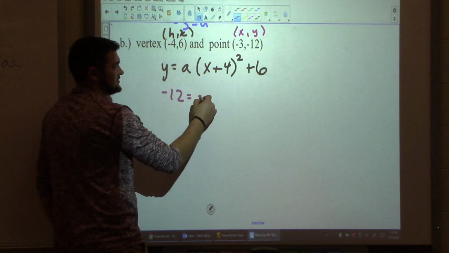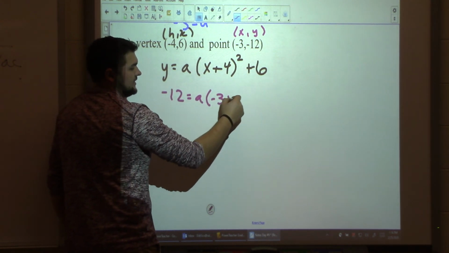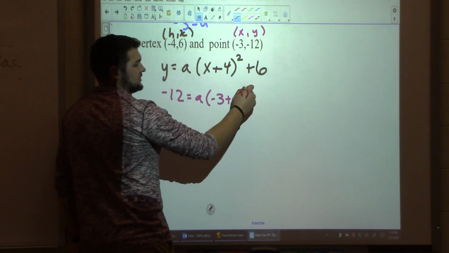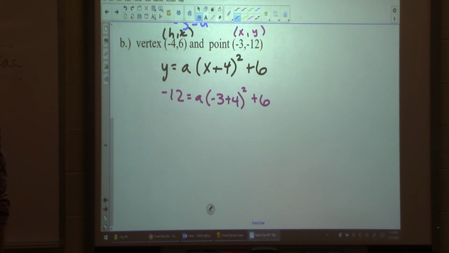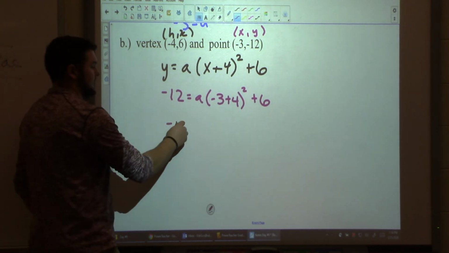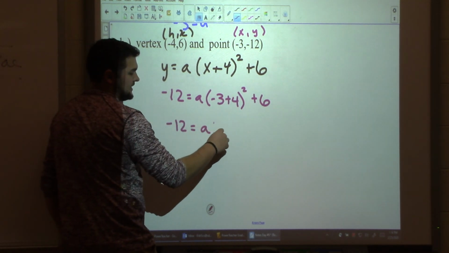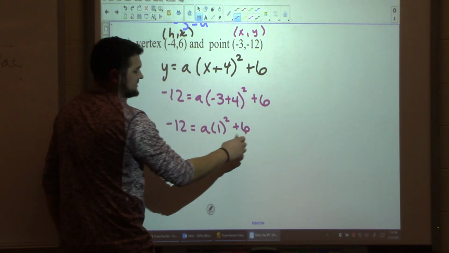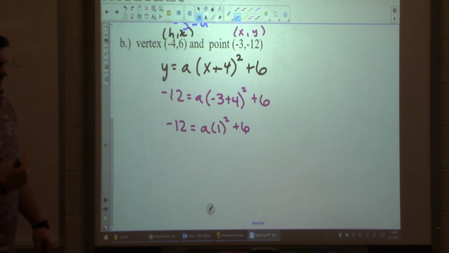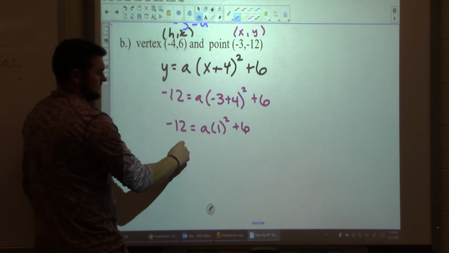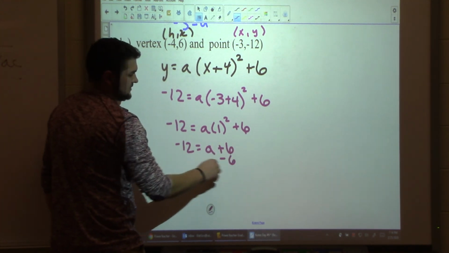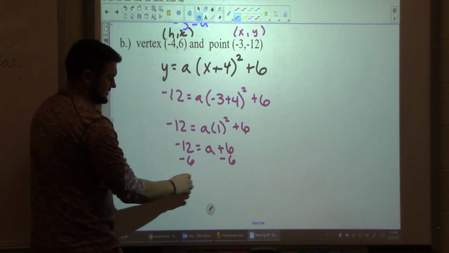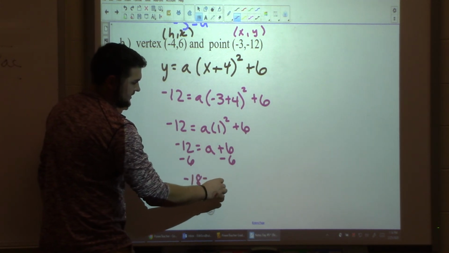Negative 12 equals a times negative 3 plus 4 squared plus 6. And I'm just going to solve for a. Negative 12 equals a times 1 squared plus 6. Well, 1 squared is 1, times a is just a. So I get negative 12 equals a plus 6. Minus 6. Negative 18 equals a.